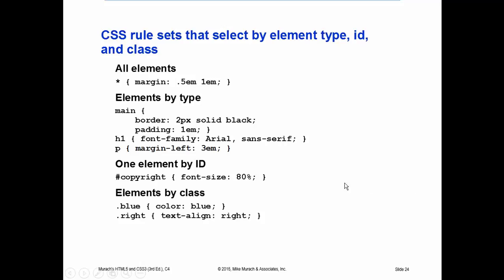CSS rules. Here are some. This asterisk means everything. So this means by default everything should have a margin where the top and bottom is 0.5 em and the right and left margin is 1 em. This says anything in your main section should have this. Any H1 tag should have this. Any P tag should have this. This says any ID of copyright should have this. Any class of blue should have this. Any class of right should have this. So you can set CSS by element type, by ID, and by class.